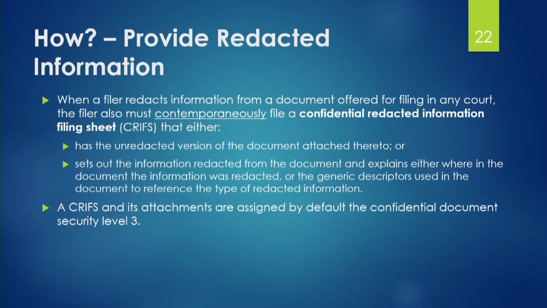When you're working on these, and these will need to be used immediately starting on July 1st, 2023, the CRIFs and any attachments are assigned a default document security level of 3, which means that it is not publicly accessible remotely. And it would not be viewable at a public access terminal either, because the security level of the document is high enough that it's not publicly available.